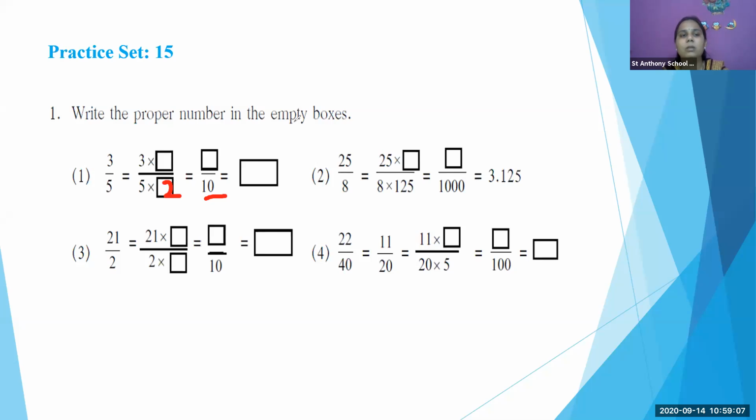By the same number, right? If we multiply this 5 by 2, we have to multiply this 3 by 2 as well, because the equation gets satisfied when the numerator and denominator are multiplied by the same number. When we multiply the numerator as well as the denominator by the same number, its value never changes.